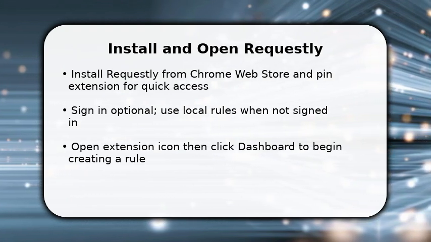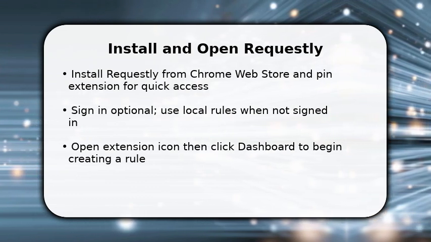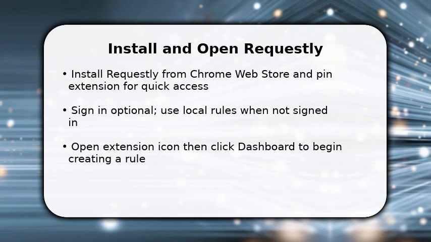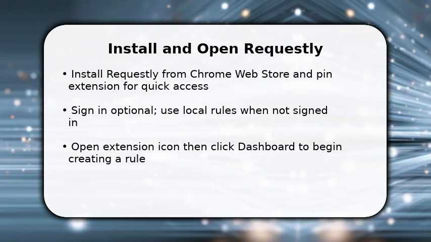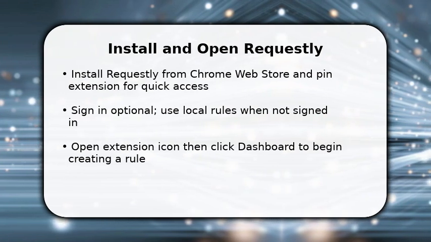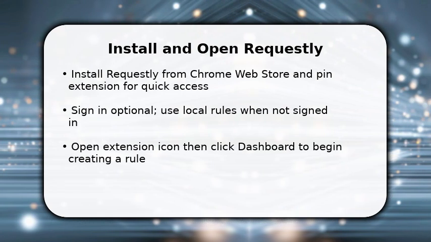Once Dashboard is open, pick the rule type you need: redirect, modify headers, or block, and click Create Rule. Make sure to name the rule clearly so you can find it later. These first steps put you directly into rule creation and prepare the extension to intercept traffic for testing.